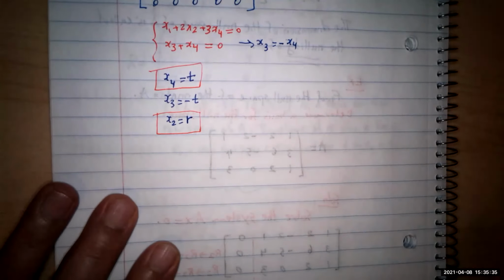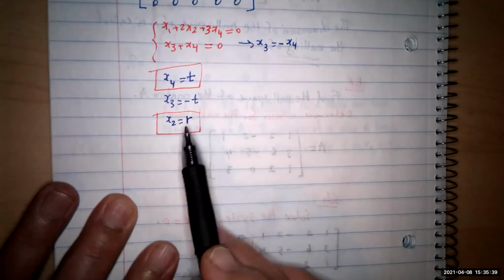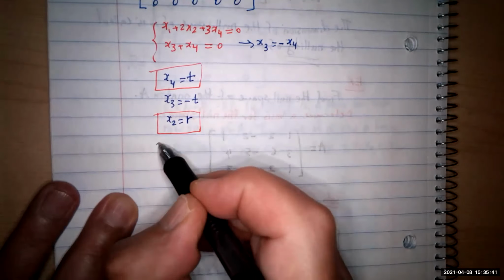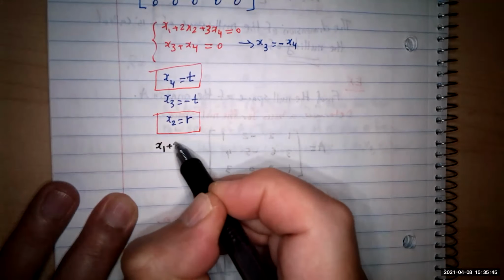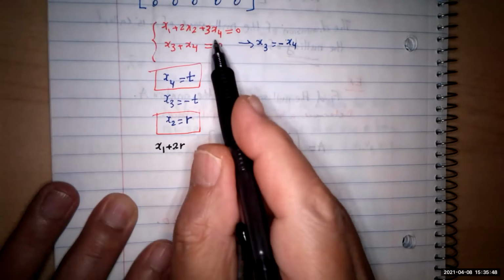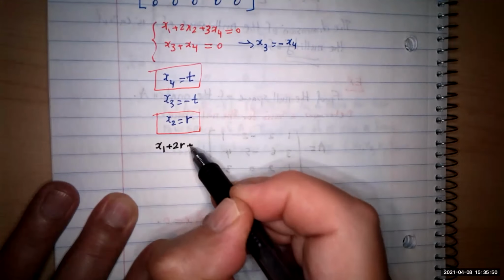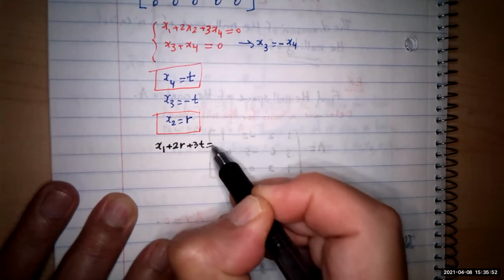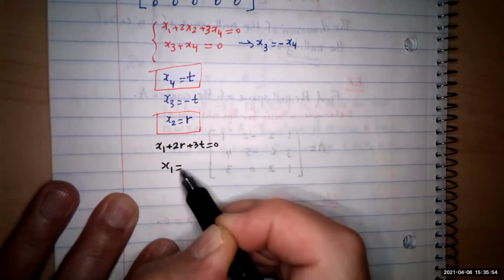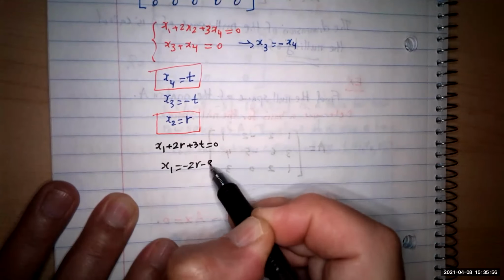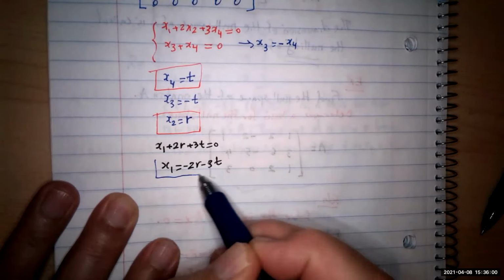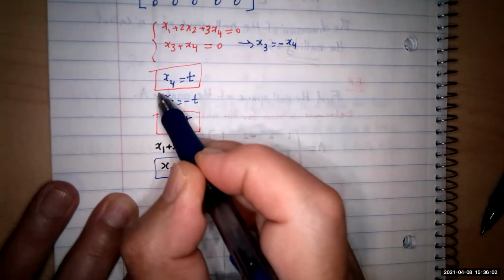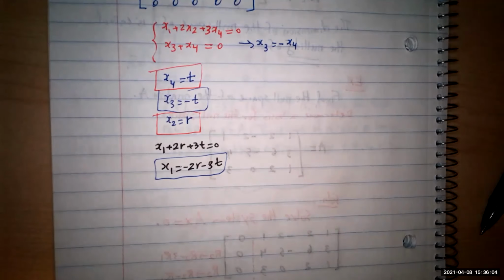Okay, two free one. Then that would enable me to find the x1. By the first one, I can find the x1, so it's going to be x1, 2r2, which is going to be 2r. Okay, 2r and 3t equal to 0. So I got the x1, which is negative 2r minus 3t. Okay, so there you are. I have all the four that I need.